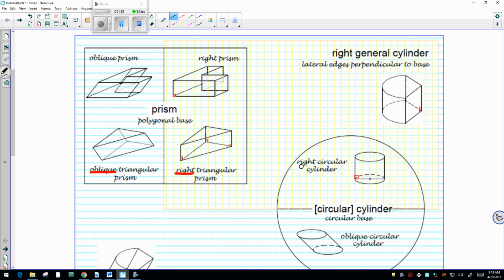Again, the difference between a right and an oblique. A right is your typical can standing straight up, the bases being perpendicular to each other. Or when you have an oblique cylinder, that would be like your can that's now tilted. So the bases are not perpendicular to each other.